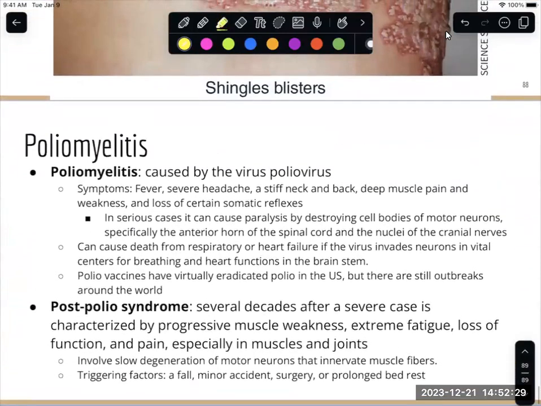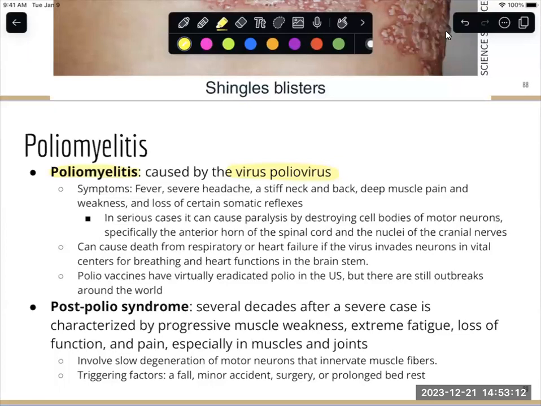Polio. Poliomyelitis is caused by the polio virus. We have pretty well eradicated it from this country. It is still prevalent in third world countries. So if you ever travel to certain third world countries, always check the CDC recommended vaccination list. Because if you're probably under the age of 50, you were not vaccinated for polio, because they were able to completely eradicate it.